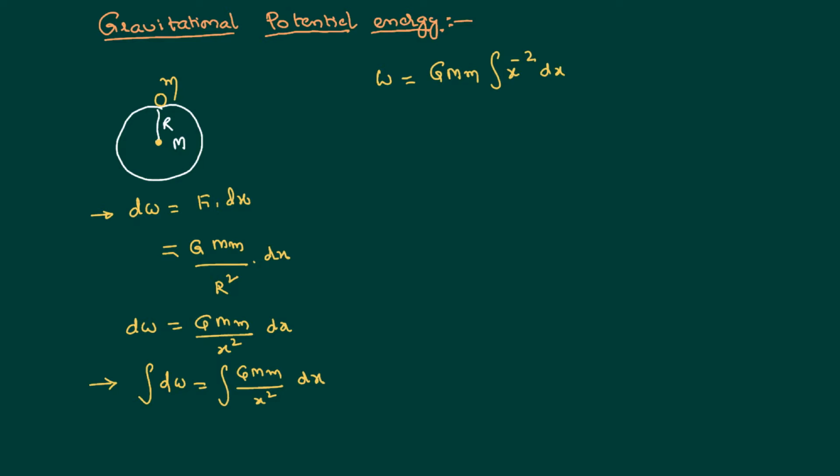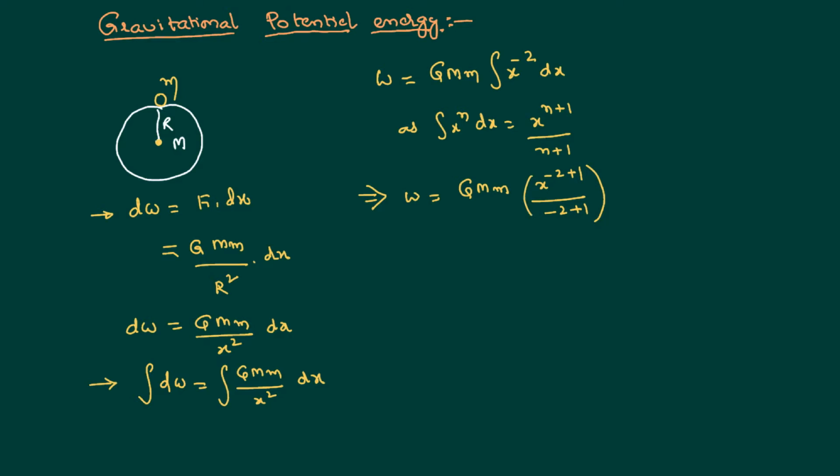We know there is a formula: the integral of x power n dx is equal to x power n plus 1 by n plus 1. By substituting in that, we can get the work done in keeping the body on the surface of the earth as G M m times x power minus 2 plus 1 by minus 2 plus 1. That's nothing but G M m times x power minus 1 by minus 1, which equals minus G M m by x.